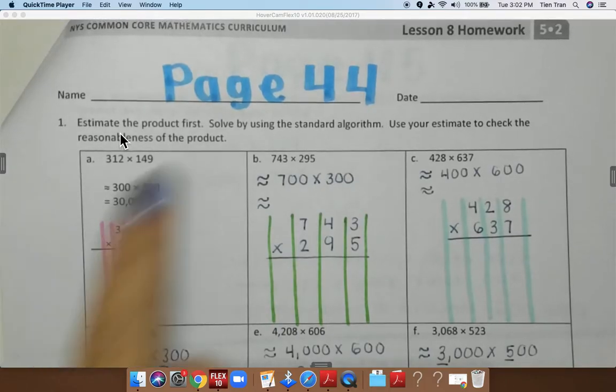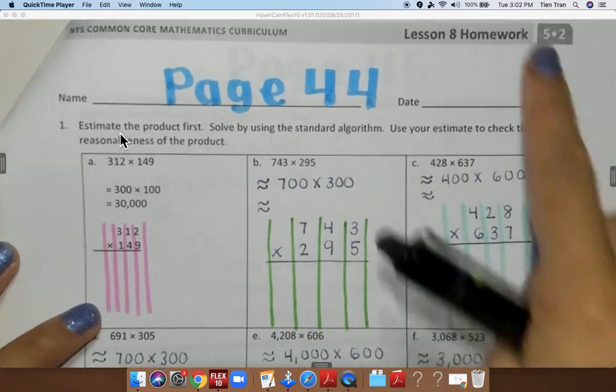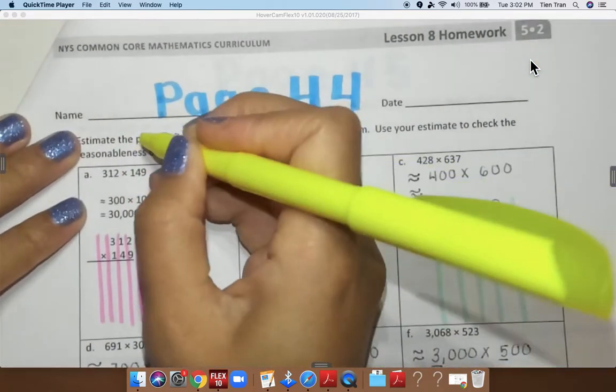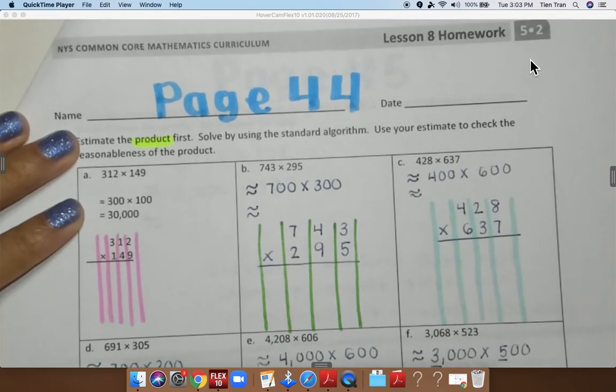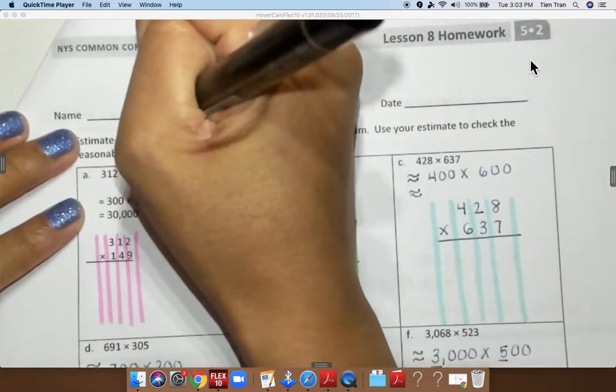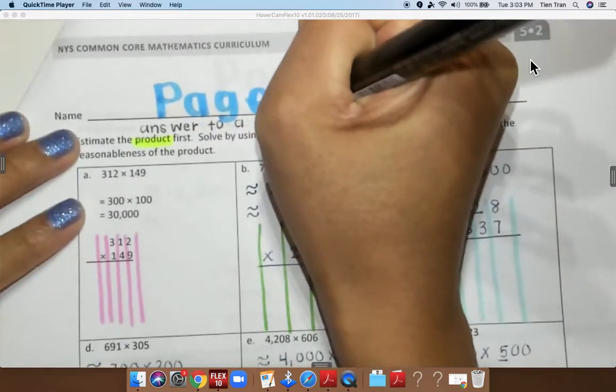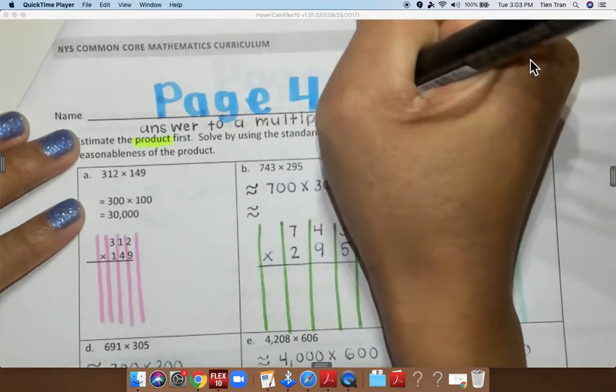We are on page 44 in your math book, lesson 8 homework. For the first problem, they ask you to estimate the product first, and product means the answer to a multiplication problem. So that's what you want to remember. Product means the answer to a multiplication problem.